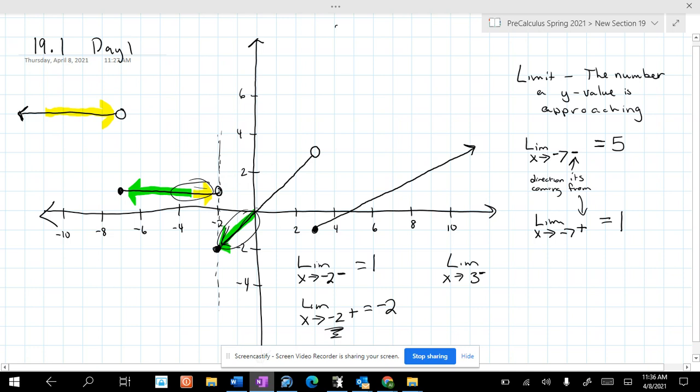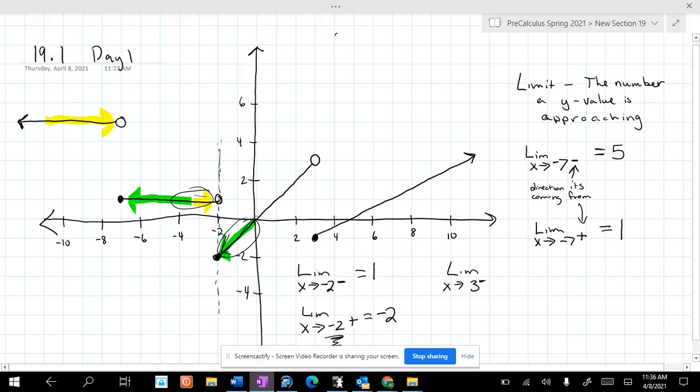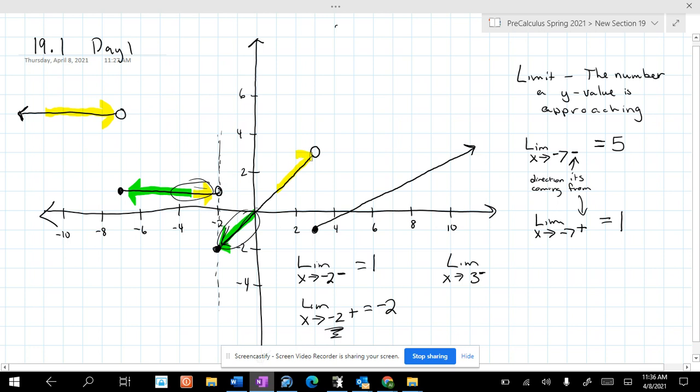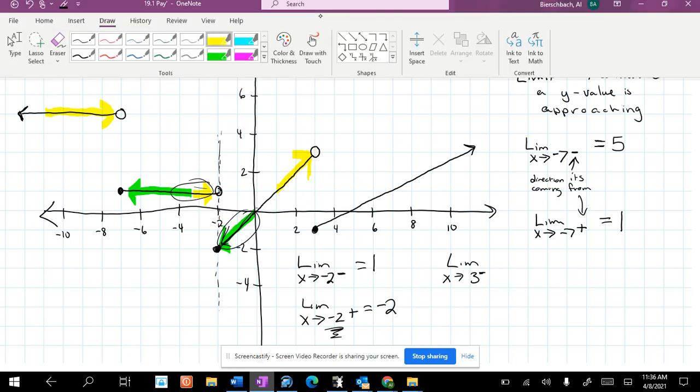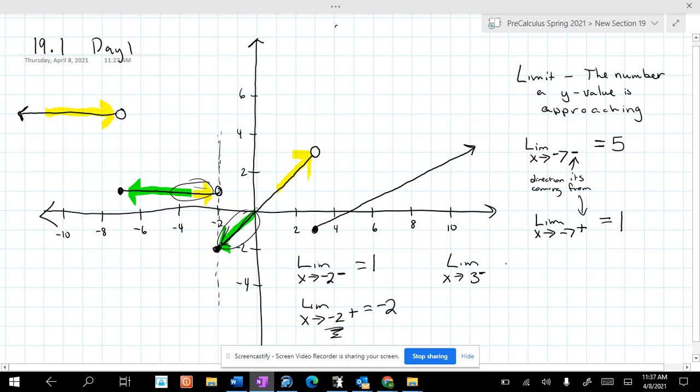So if we're coming from the left, would we be on the top line or the bottom line? Top. It's the top one, because the top one's at 3. Okay, we're going towards an x value of 3. From the left, we're going up here. And what's the y value of that point? 3.